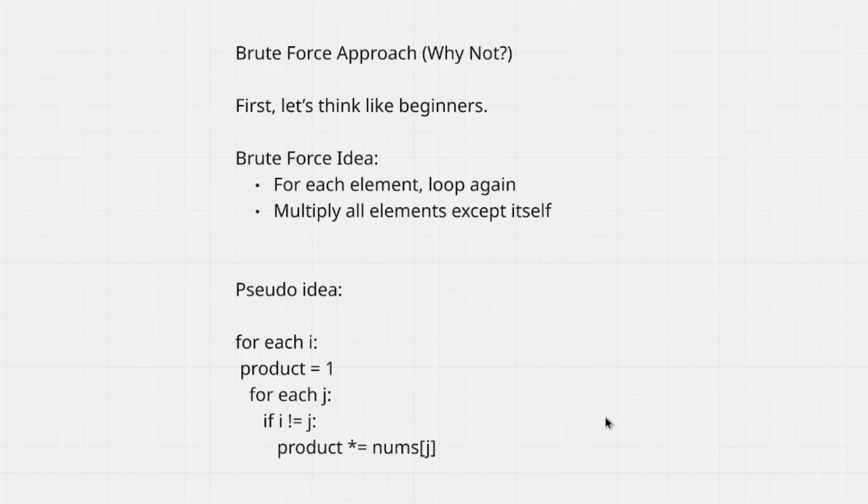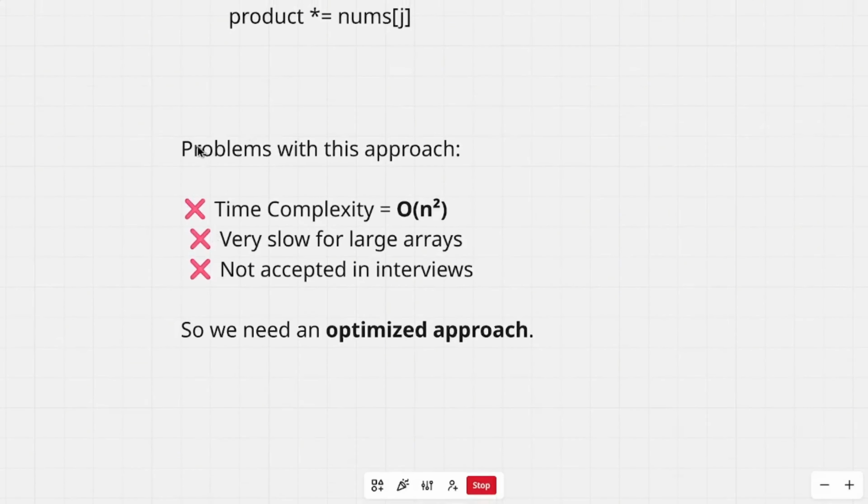So it will take n square times. Time complexity is n square. So it takes a lot of time, right? So why don't we use this approach? Because of the time complexity, n square. We have to use two loops, so it takes more time.